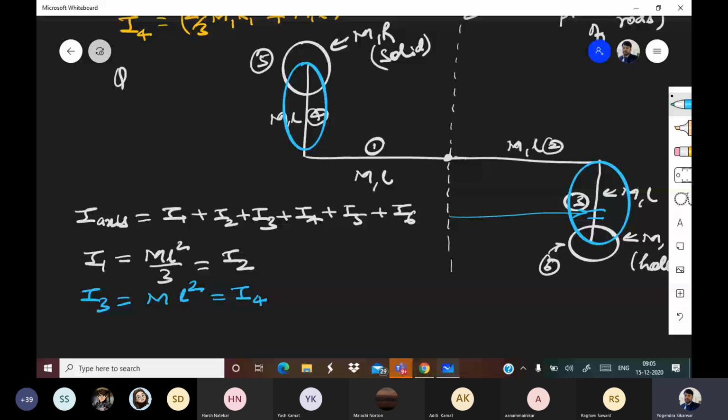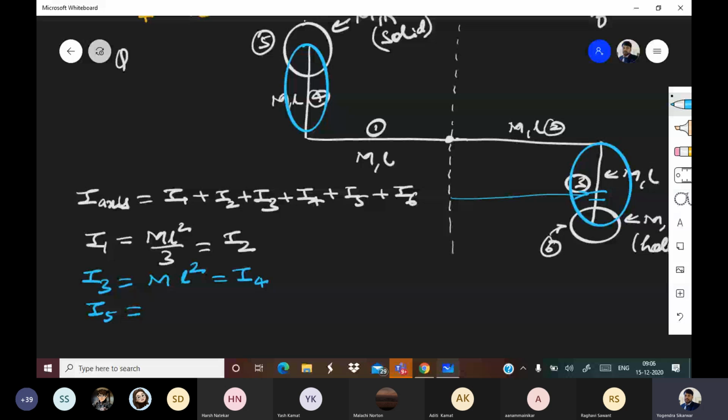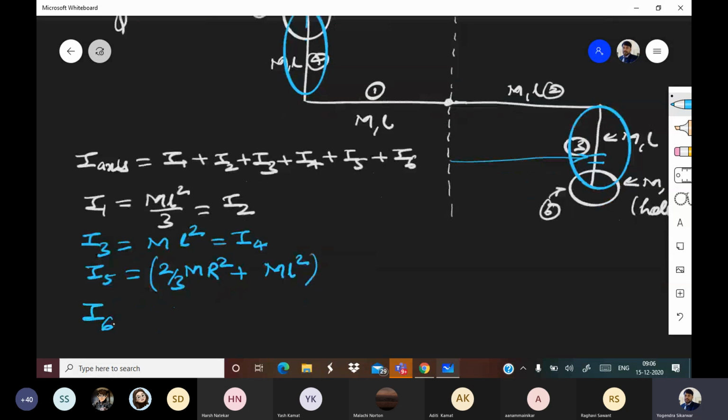Correct. Now let us talk about I5. The moment of inertia of this hollow sphere about the given axis will be 2 by 3 mr square plus how much is the distance from the axis, that is L, so ml square. This is I5.